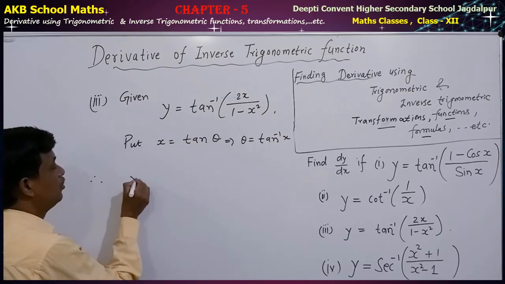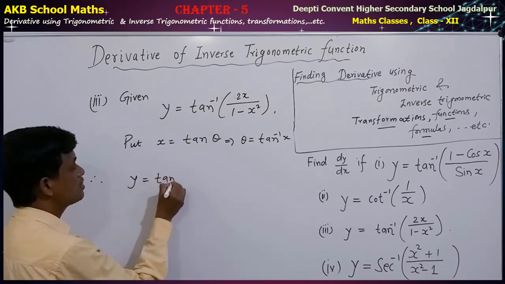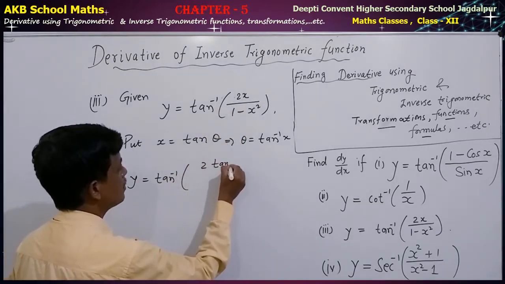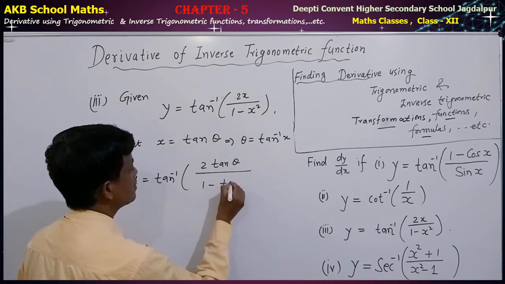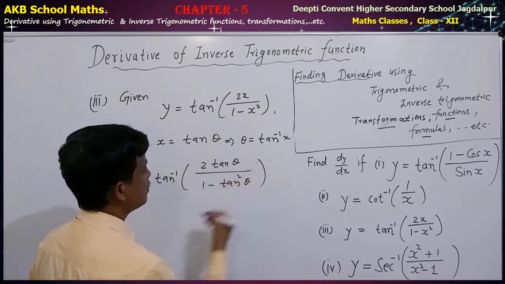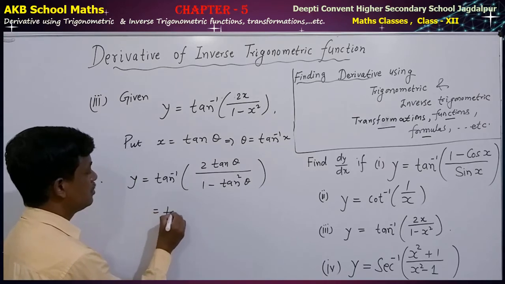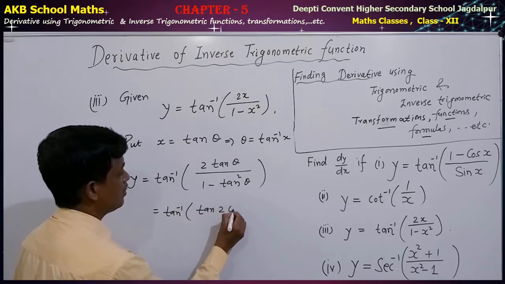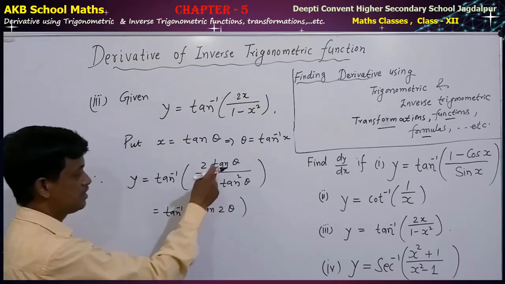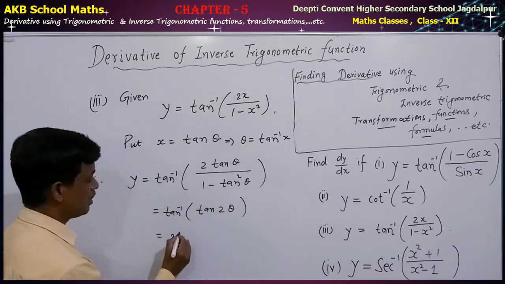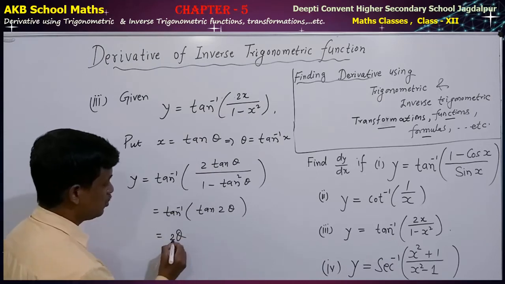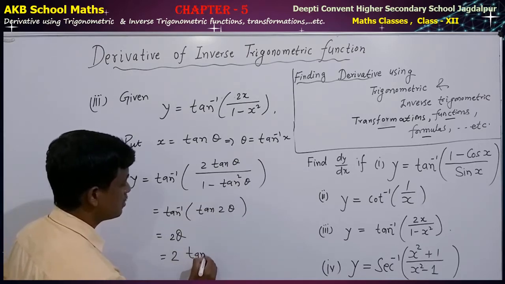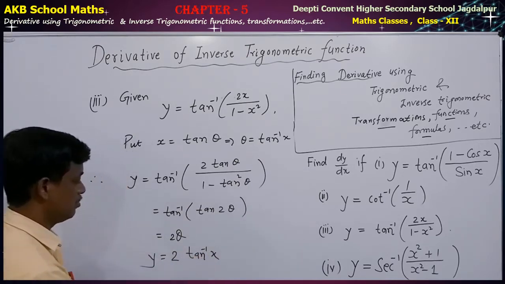Therefore y equals what? Tan inverse of 2 tan theta upon 1 minus tan square theta, putting tan theta in place of x. You know this is tan 2 theta. That's why we are getting 2 theta, that is, 2 of theta. Theta means tan inverse x. That is y equals 2 tan inverse x.